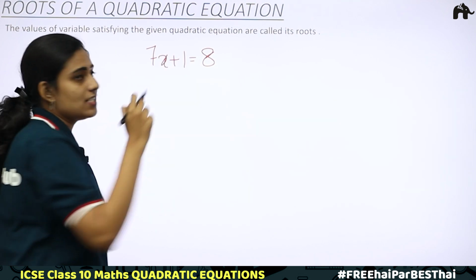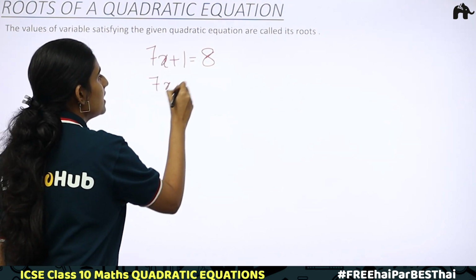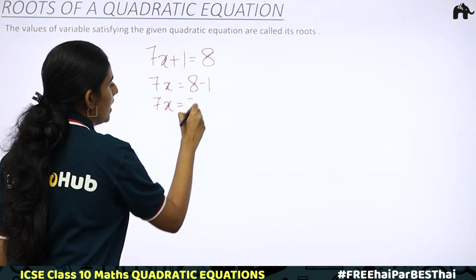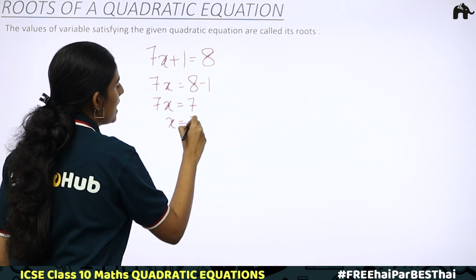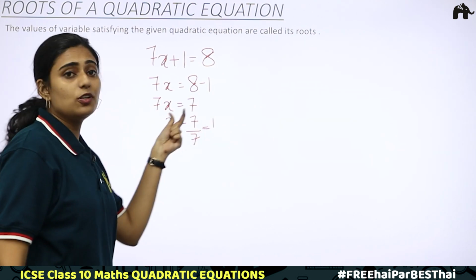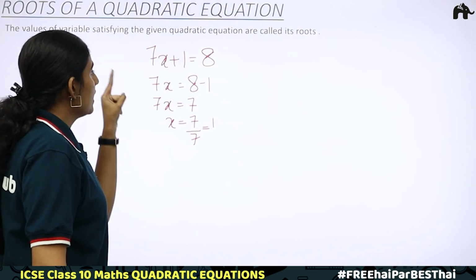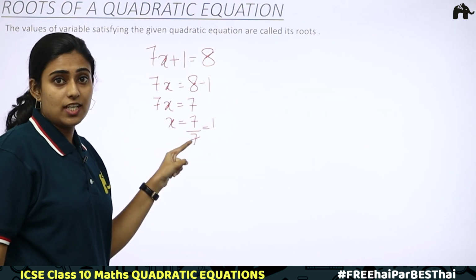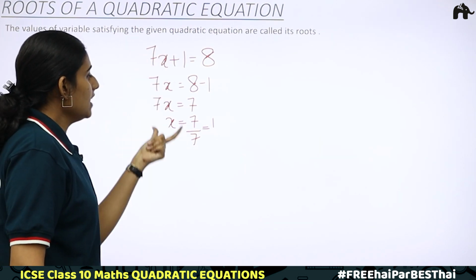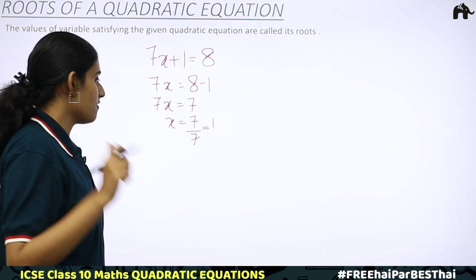Here we solve this to get the value of x. That is 7x is equal to 8 minus 1, 7x is equal to 7, or x is equal to 7 by 7 which is equal to 1. We are getting a value for x by solving this. Now, in case of a linear equation, we got a single value for x. That is, in linear equation, we know the degree of the variable is 1.